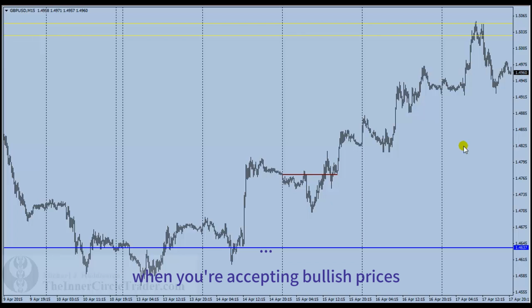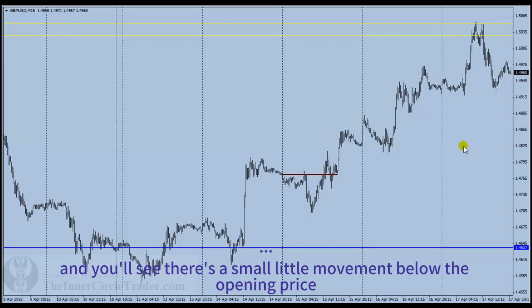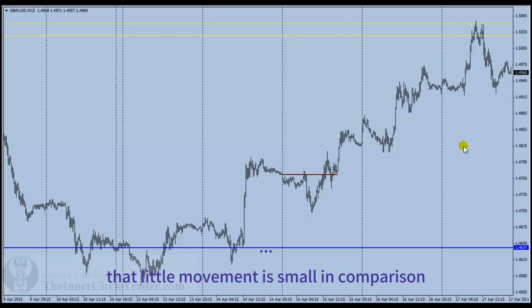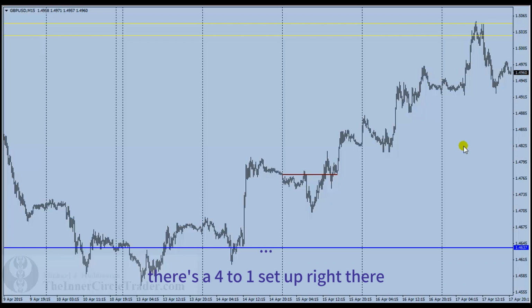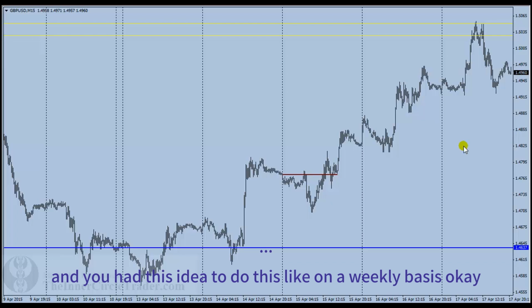If you were trading with this approach, and you had this idea to do this on a weekly basis, and you were able to do it with multiple pairs, you can do it from a portfolio perspective. You can trade 1% risk, so you would have 4-to-1. You could risk 1%, you'd make 4% there. What if you did that every week? That's 16% compounded every month.